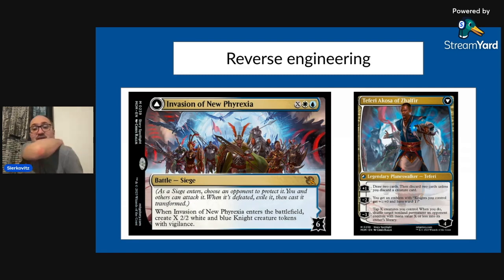And then -3, it has tap X creatures you control. Again, it needs creatures. Great. Aggressive Teferi, I love you already. And when you do, shuffle target non-land permanent an opponent controls with mana value X or less into its owner's library. So you can kill something, or at least temporarily incapacitate it until they draw it again.